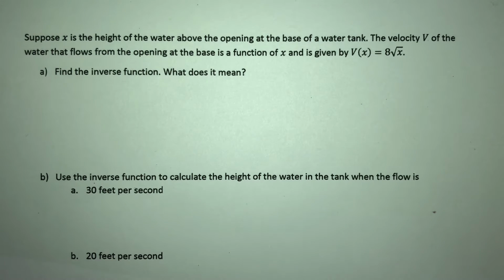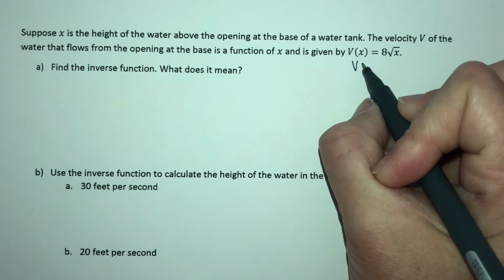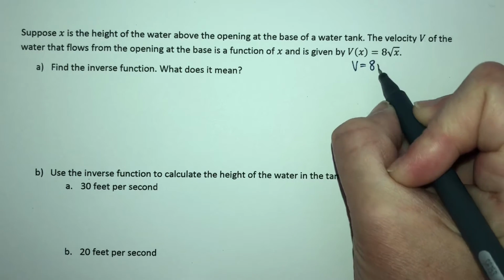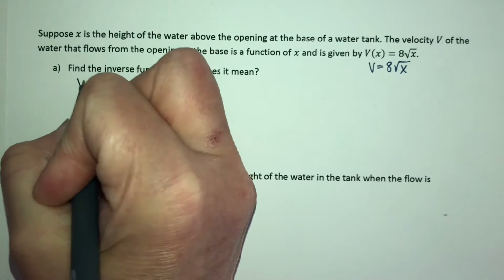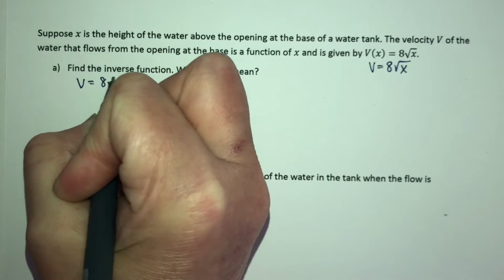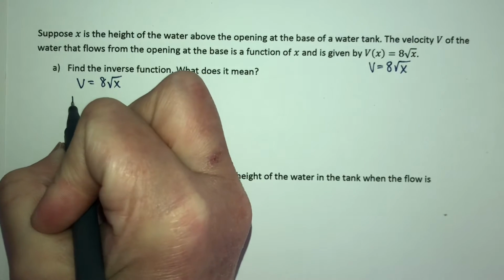Well, this is one of those cases where our variables mean something, so we're not going to switch our x and our y. Right now, I'm going to drop the "of x" just to make this a little bit easier to deal with. I have this, and I want to solve it for x instead of v. So if I have v is equal to 8 times the square root of x, divide both sides by 8, multiply by 1/8.